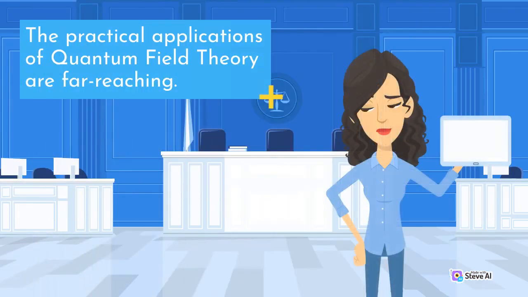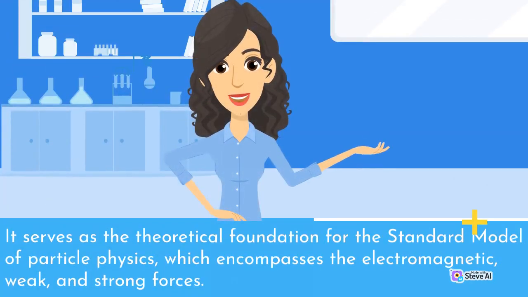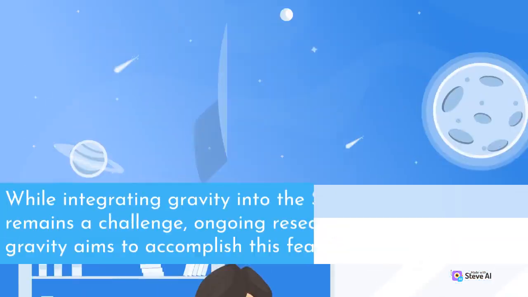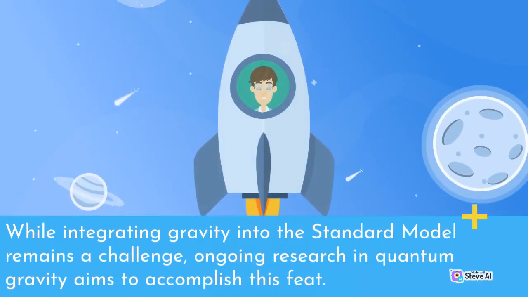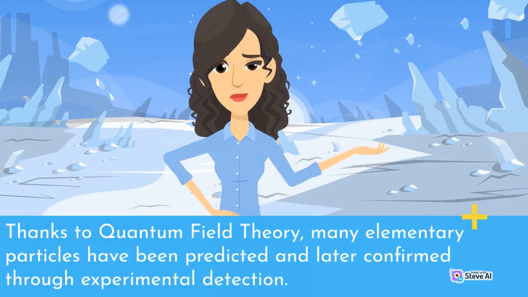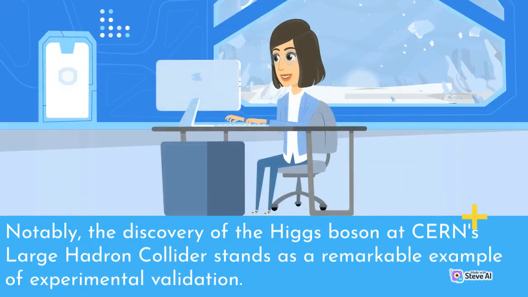The practical applications of quantum field theory are far-reaching. It serves as the theoretical foundation for the standard model of particle physics, which encompasses the electromagnetic, weak, and strong forces. While integrating gravity into the standard model remains a challenge, ongoing research in quantum gravity aims to accomplish this feat. Thanks to quantum field theory, many elementary particles have been predicted and later confirmed through experimental detection. Notably, the discovery of the Higgs boson at CERN's Large Hadron Collider stands as a remarkable example of experimental validation.